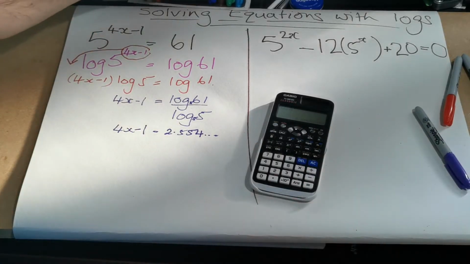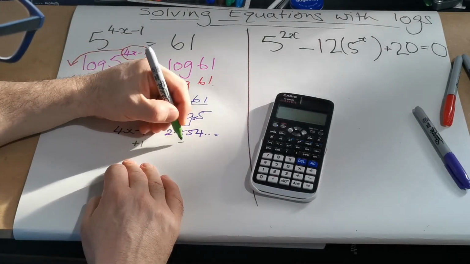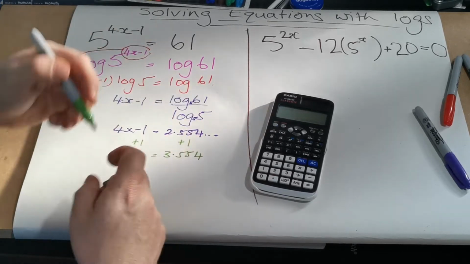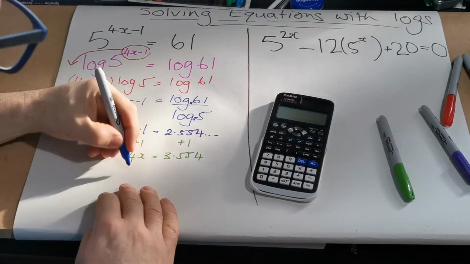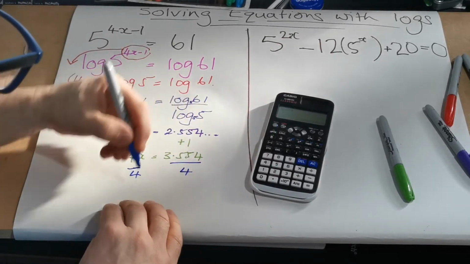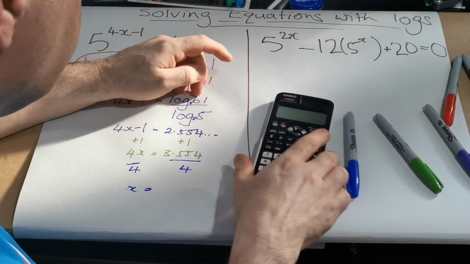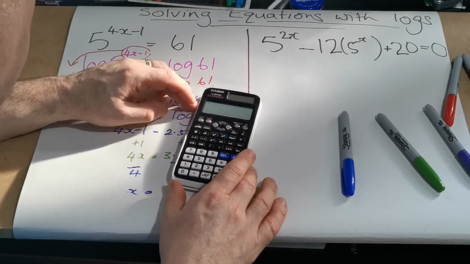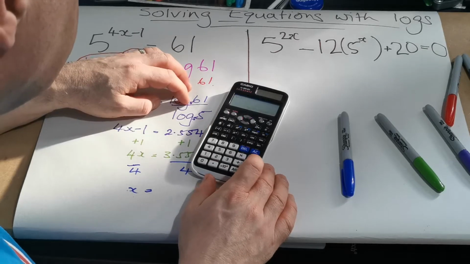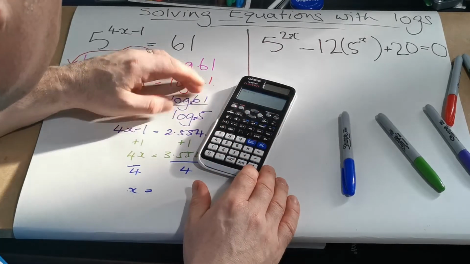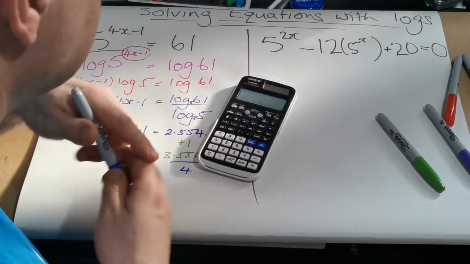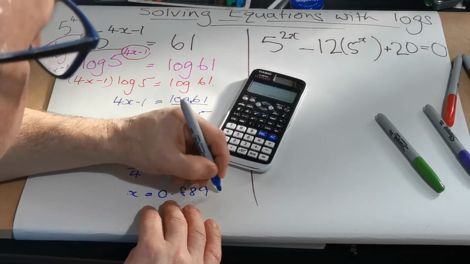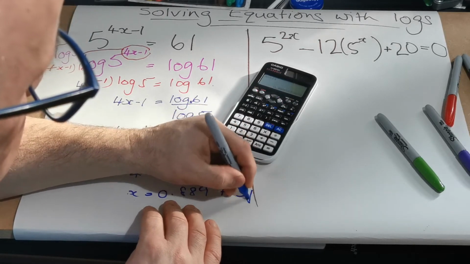So I can now add 1 to both sides. So 4x is equal to 3.554, and then divide both sides by 4. That'll give me what x equals. So I'm going to do my memory A, so I press alpha A plus 1 equals my 3.554, and then I'm going to divide by 4, and that equals 0.888557. So I'm going to go from 0.889 to 3 significant figures.